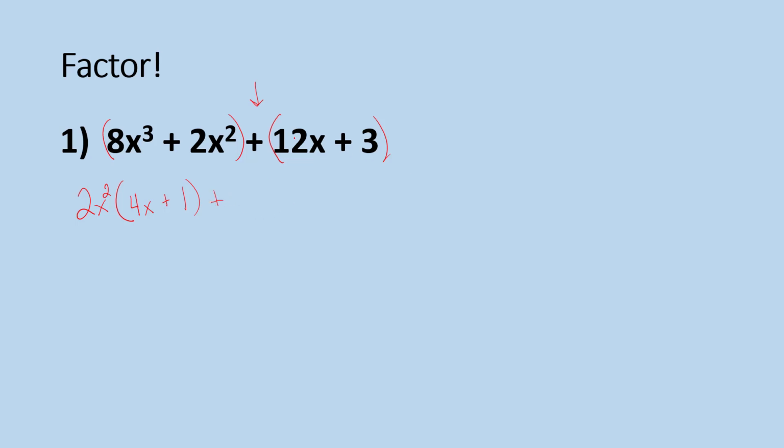Now we move over to the other side. 12x plus 3, our common factor is going to be positive 3. If I divide 12x by 3, I get 4x. If I divide 3 by 3, we end up with 1. Now notice the value inside the parentheses is the same, so this is factorable. And I'm going to take the remaining values in front of the parentheses, and I'm going to pair them together with whatever operation sign is here.